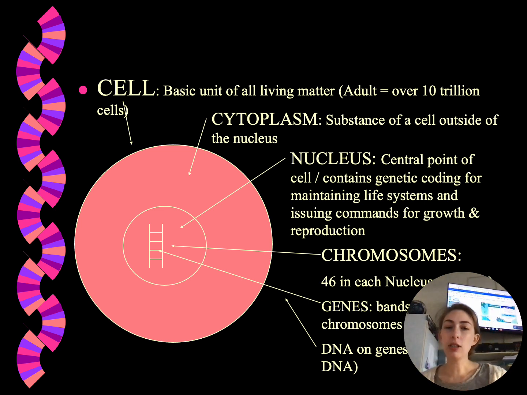Now remember, in our cells, a cell is the basic unit of life. In an adult, you have over 10 trillion. In that cell, you're going to have the cytoplasm, that's the free-floating part. And then inside there, you're going to have the nucleus, which is pretty much the brain, and it controls all the parts of the body. Inside that nucleus, you have your chromosomes. You have 46 chromosomes in the nucleus, and those chromosomes consist of genes, which are pretty much banded together. Think of it as our DNA. Remember, that's the helix structure that has the T, A, and G, C, and that information is coding for you and all of your traits.